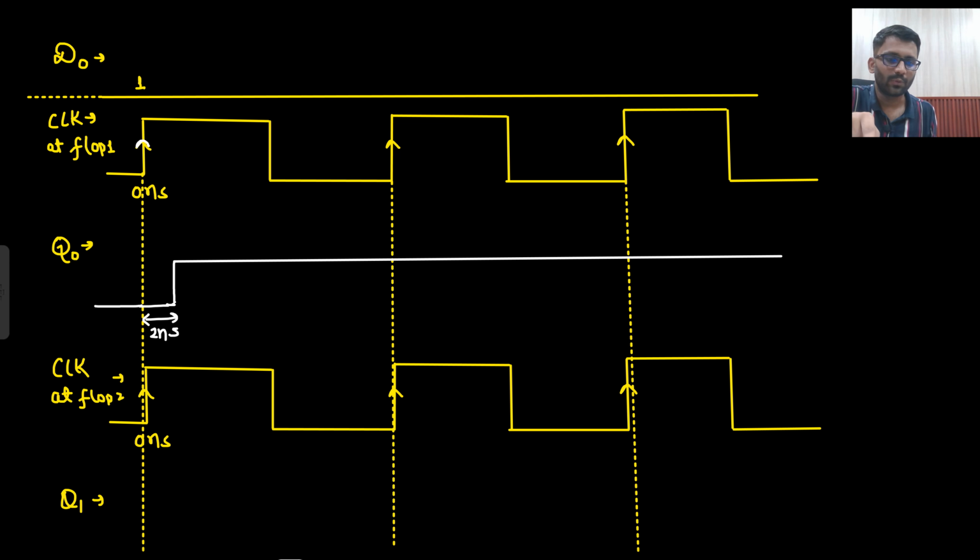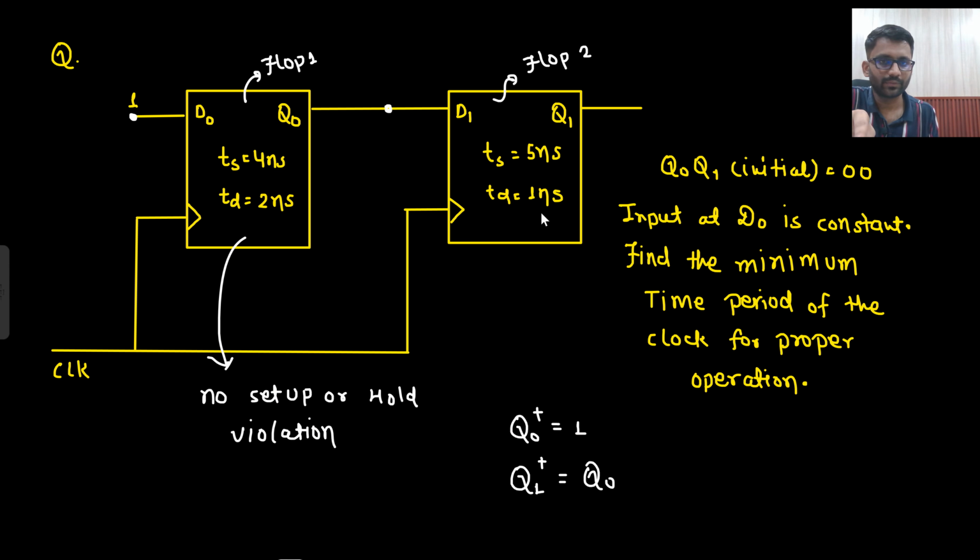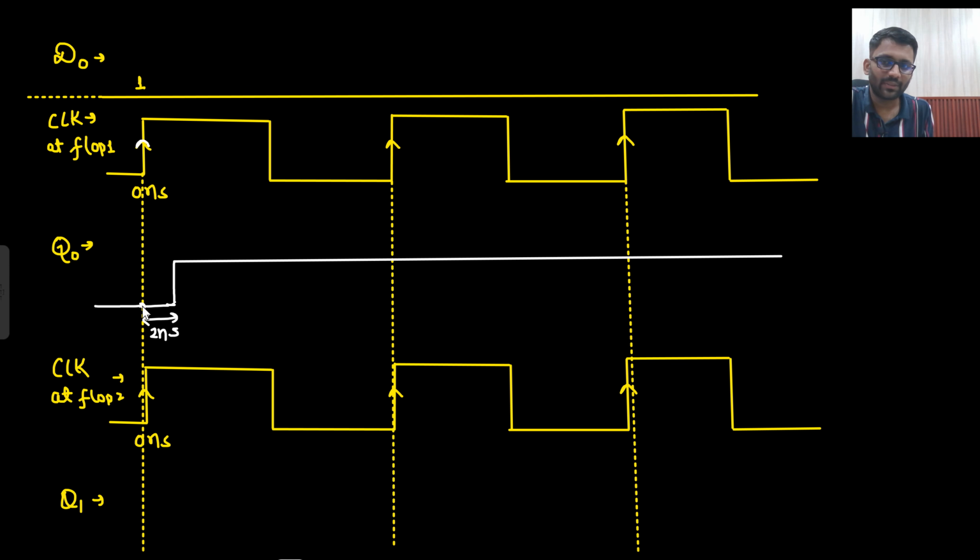Now let's talk about flop 2. What is the task of flop 2? It will sample this Q node data at the positive edge. So it will say that yes sir, at positive edge I will sample this data, but I will look back and ahead. Why was this not looking back and ahead? This was also looking back and ahead, but it got to know that it is always stable, so no need to worry about that. But this will look back and ahead. If it is looking back, it knows that 0 was always stable. But if it is looking ahead, then what will it say?